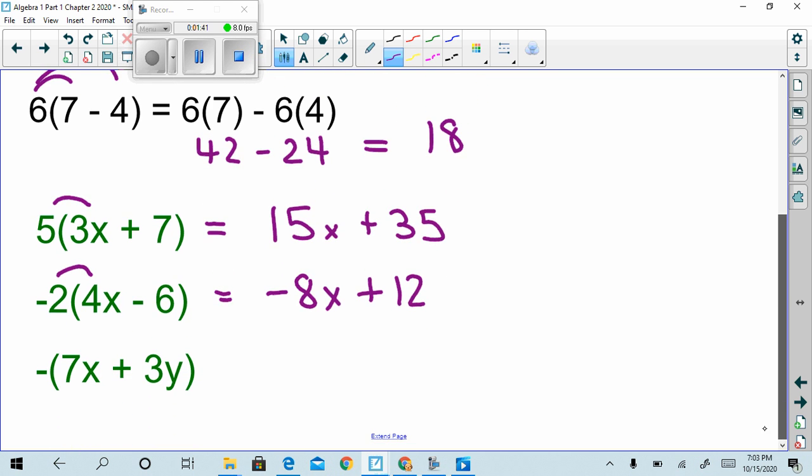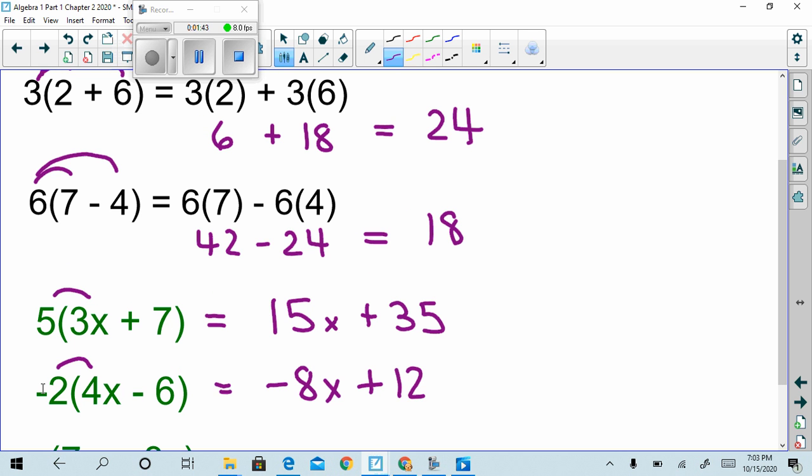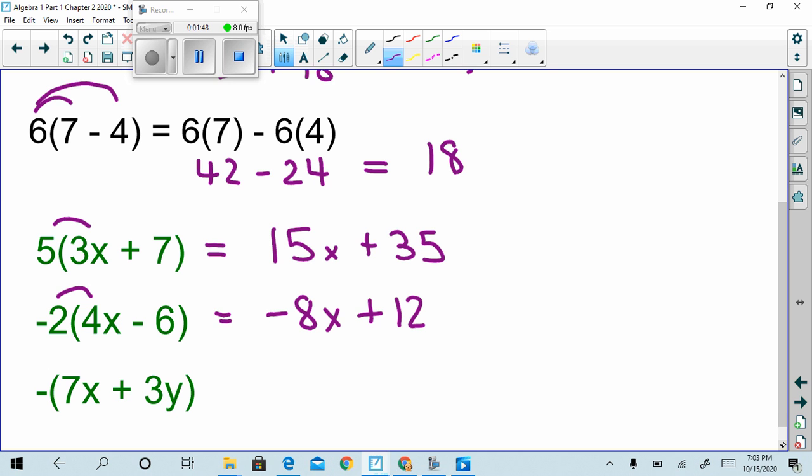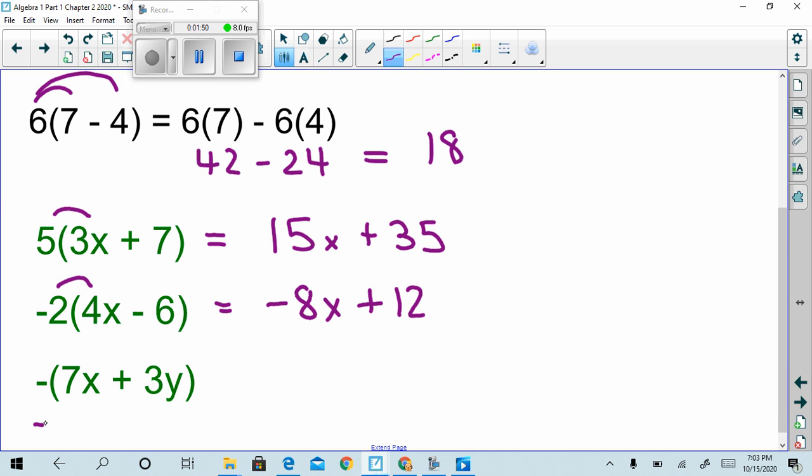This last one's slightly different because it says the opposite of what's in that parentheses. So the opposite of is as if I'm saying let's multiply by negative 1. Multiplying by negative 1 is using my property of opposites, which means the signs inside the parentheses will change. And there's your end result.